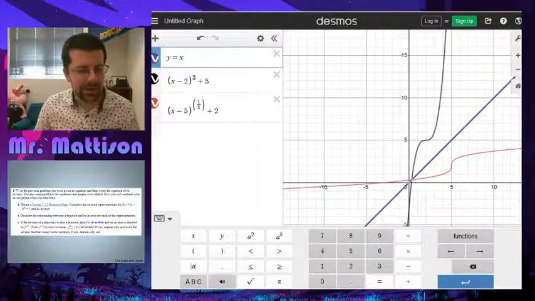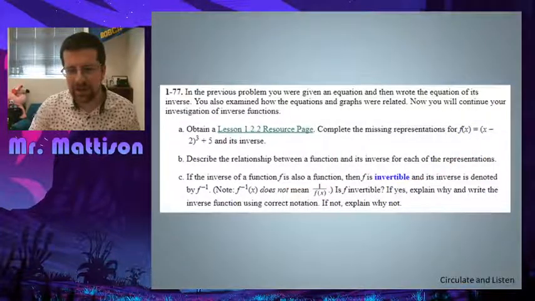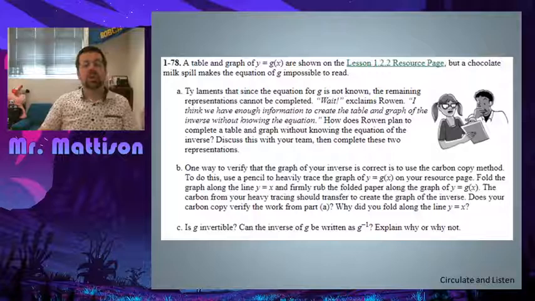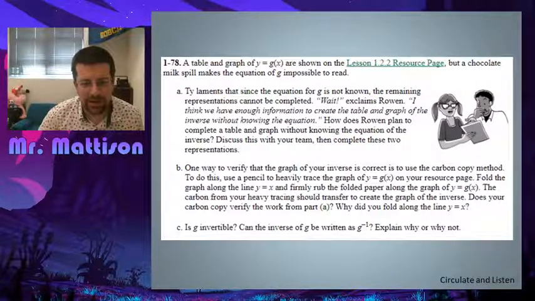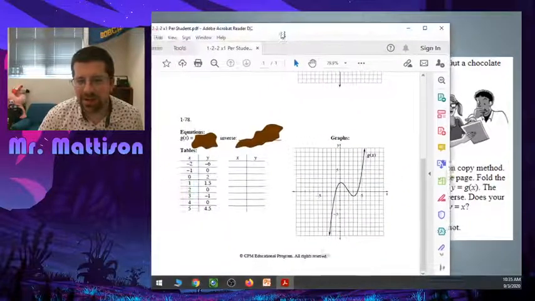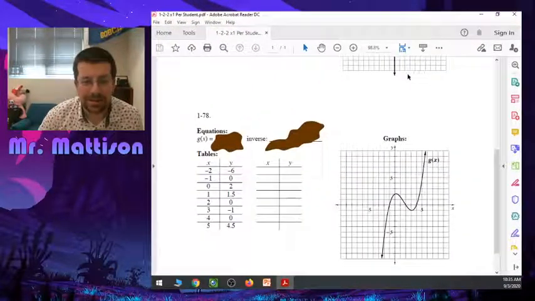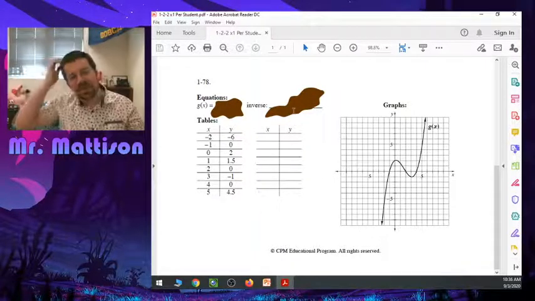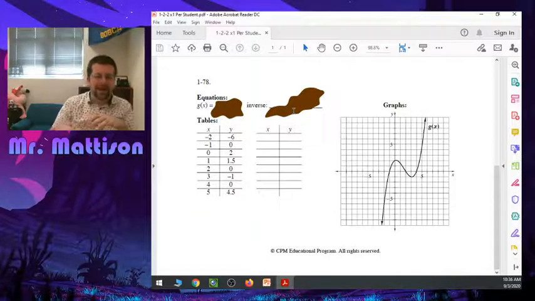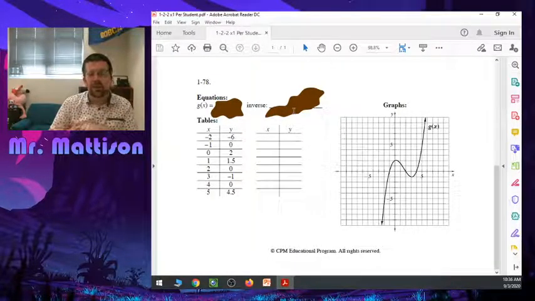All right, so now let's head back over to this, and we'll head down to this next one. All right, so we're back to this sheet, and this is probably one of the most ridiculous things we do the entire year. The story is, someone spilled chocolate milk on the paper, and so now they can't see what the original or the inverse was. Oh no, right? But they still have a table and they have the graph. So they're asking, even though you don't have the equations, can you still write the table and the graph from that?